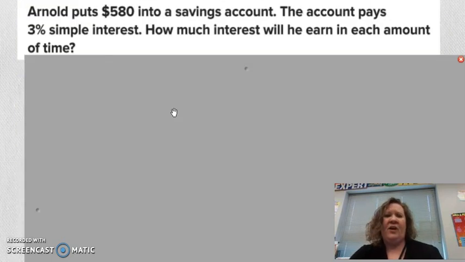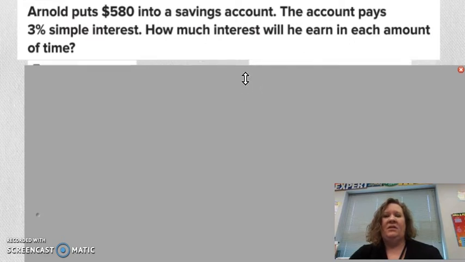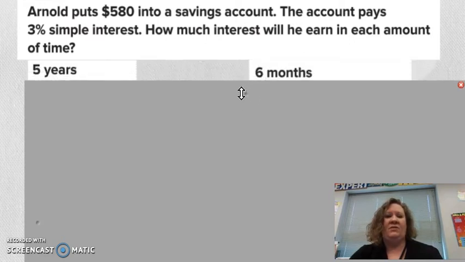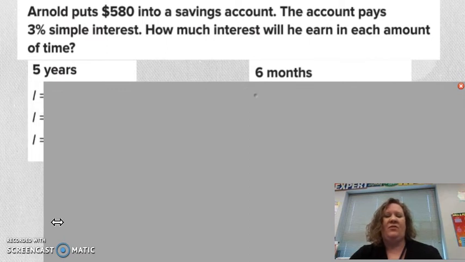Arnold puts $580 into a savings account. The account pays 3% simple interest. How much interest will he earn in each amount of time? The time that we're looking at is 5 years and 6 months. So let's first start with the 5 years.